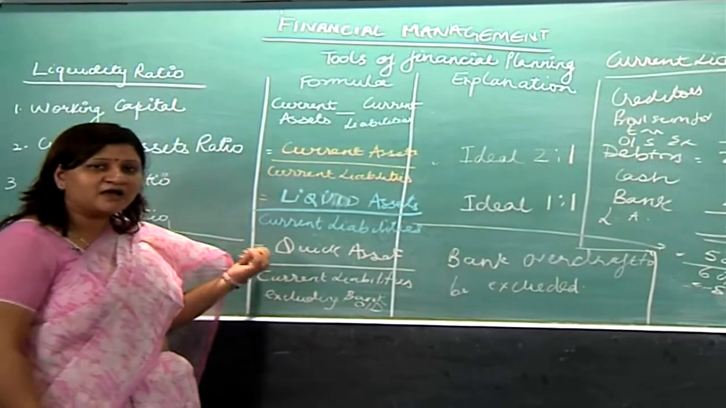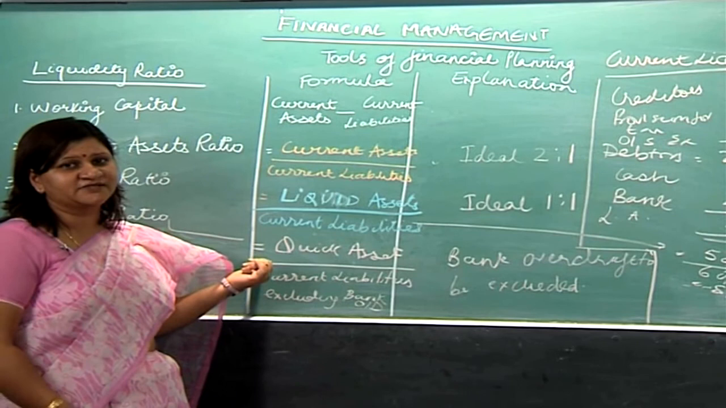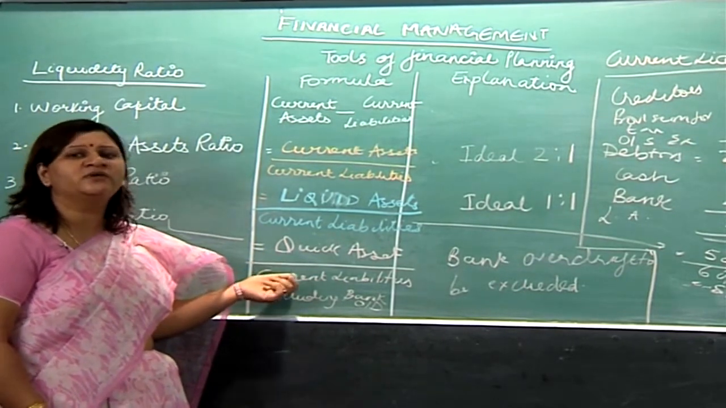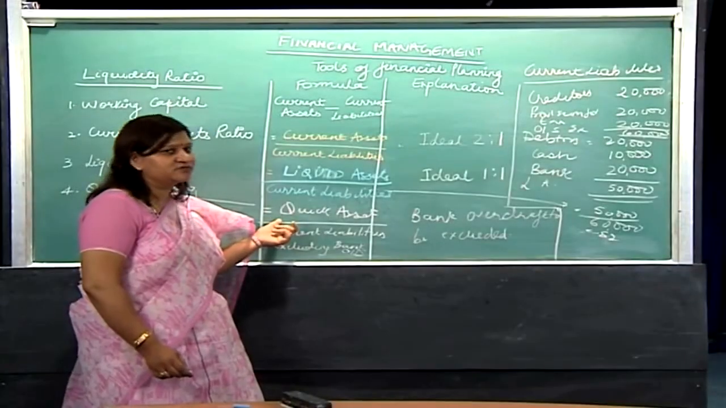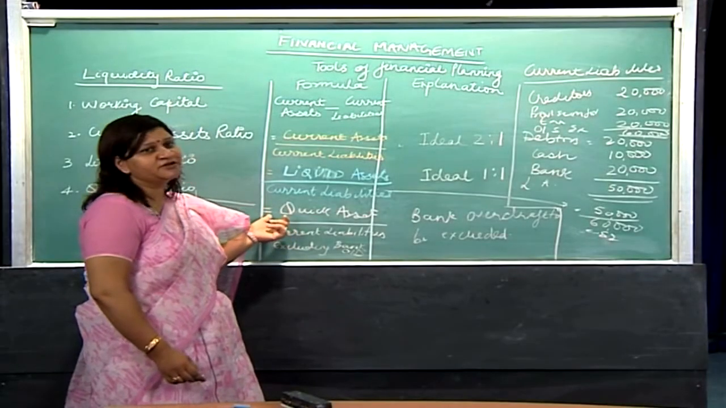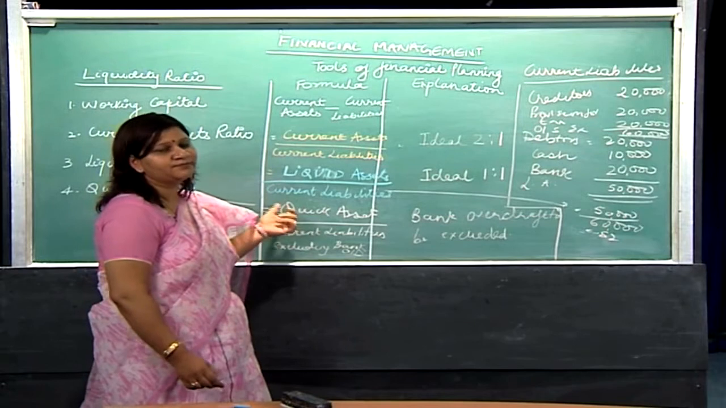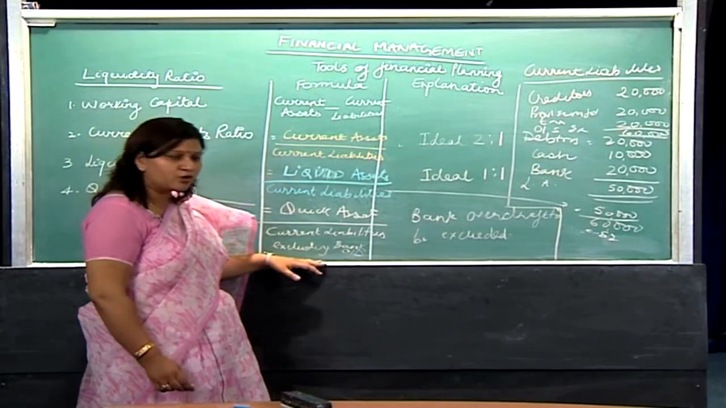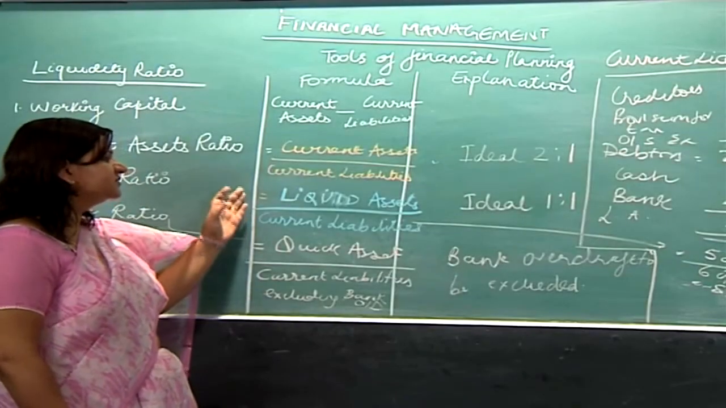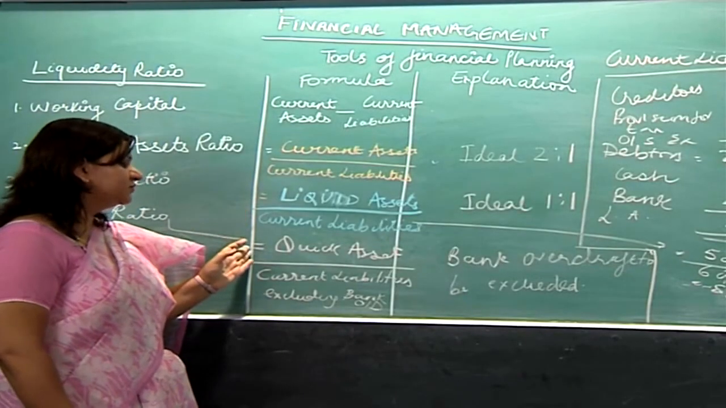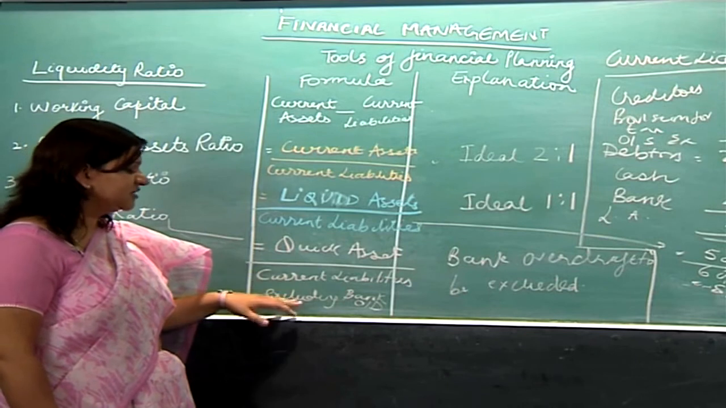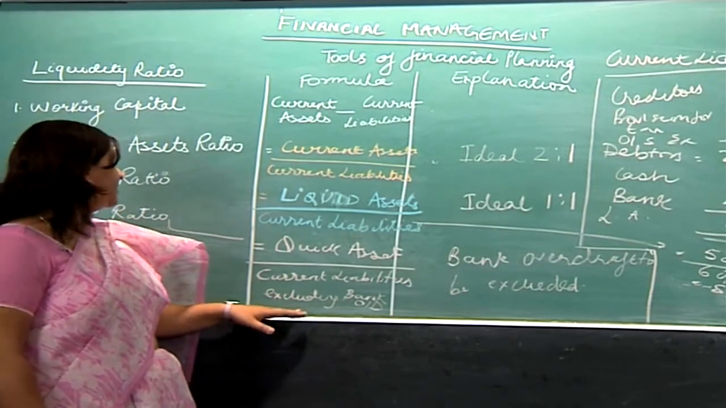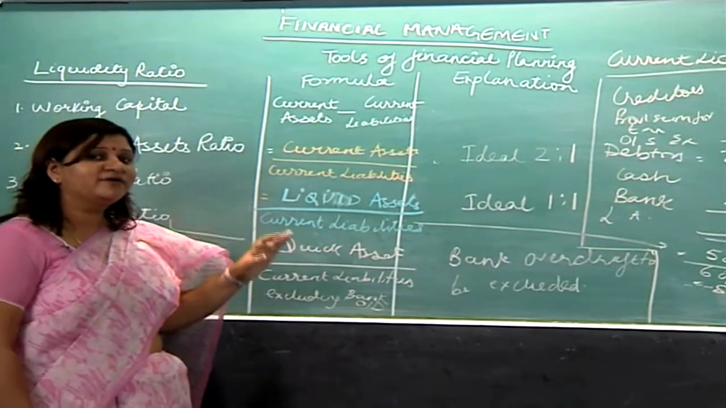Certain books have given another way of computing quick assets where they have used cash and bills receivable only as the quick assets. So quick assets there denotes cash plus bank plus bills receivable divided by current liabilities excluding bank overdraft. While we can use the same liquid assets also as quick assets and change the denominator. Both the methods of computing the quick ratio are correct.